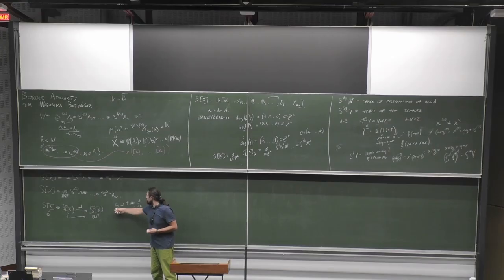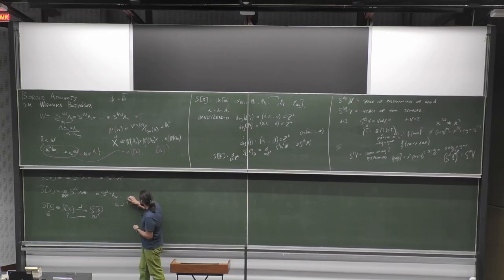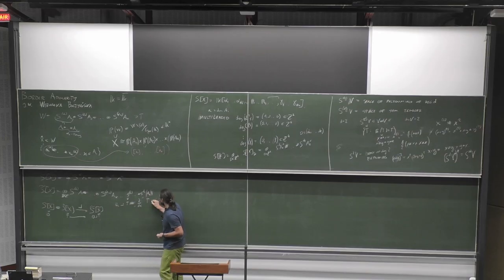So the betas will act on the second. If this guy here was in S^{d1}A1 through S^{dk}Ak, and I took just the degree 1, 0, 0, 0 element, then the result will live in S^{d1-1}A1 and so on.